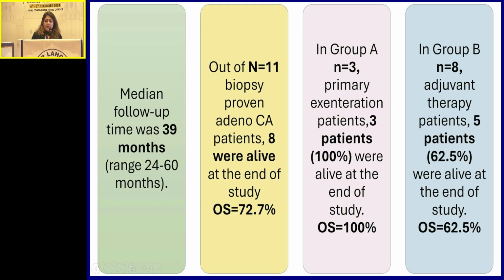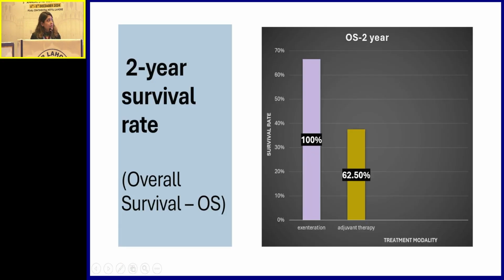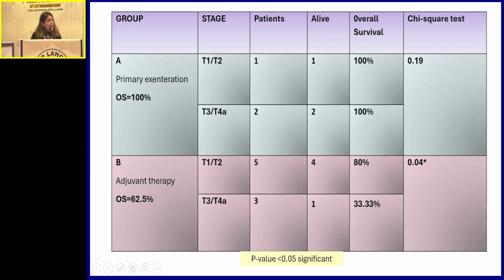In group A, the patients who underwent primary exenteration, 100% were alive at the 2 year mark. In group B, the adjuvant therapy patients, 5 patients were alive at the end of the study. So overall survival for this group was 62.5%. This graph shows the comparison of the overall survival of exenteration and adjuvant therapy patients, 100% versus 62.5%. When we stratified the disease in the adjuvant therapy patients, those with T1, T2 disease had a survival of 80%, whereas the patients who had T3, T4A disease had an overall survival that fell to 33.3%.